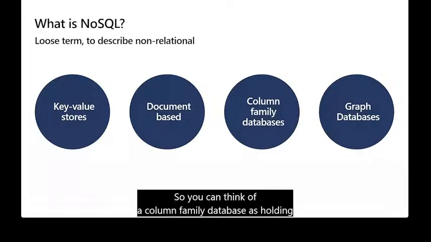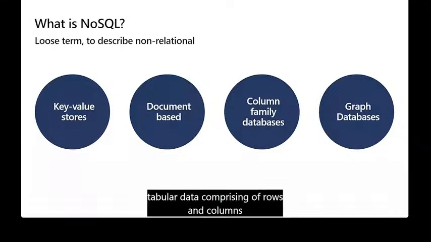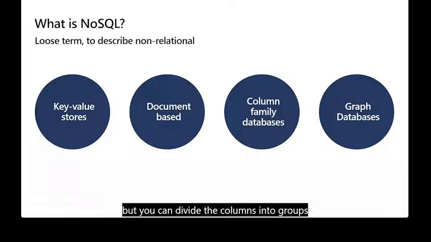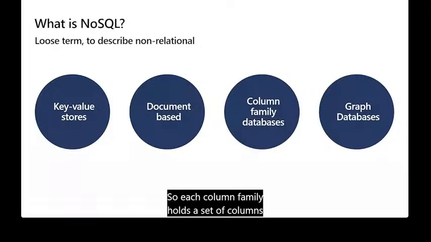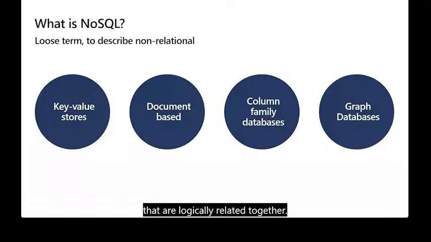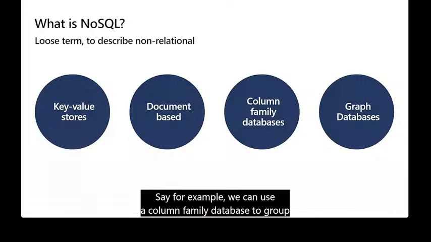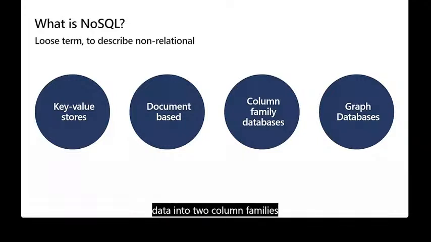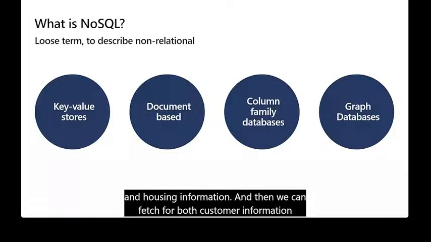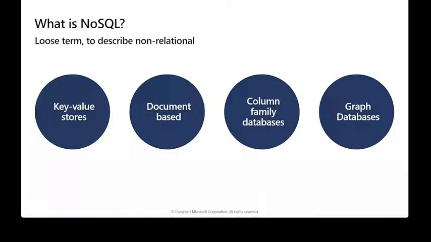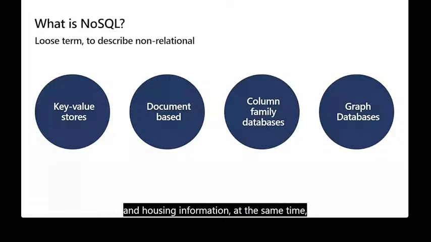So you can think of a column family database as holding tabular data comprising rows and columns, but you can divide the columns into groups known as column families. So each column family holds a set of columns that are logically related together. Say, for example, we can use a column family database to group data into two column families that might hold both customer information and housing information. And then we can fetch both customer information and housing information at the same time with a single query.